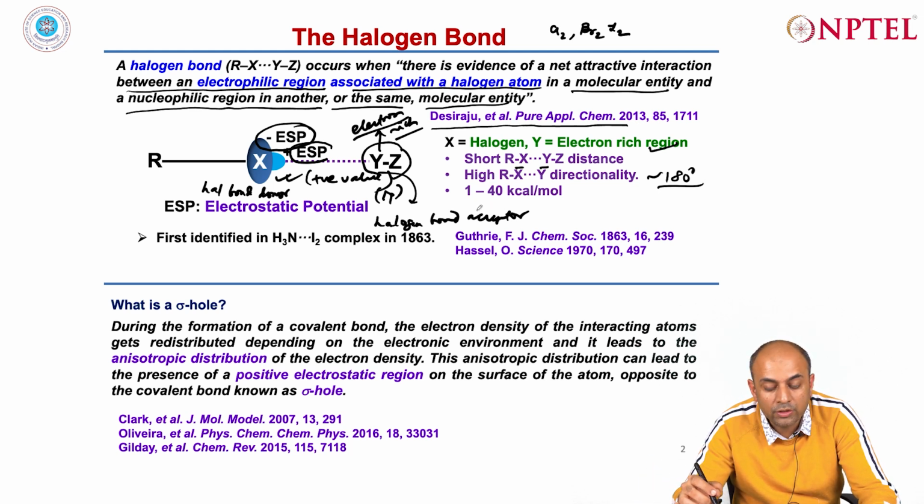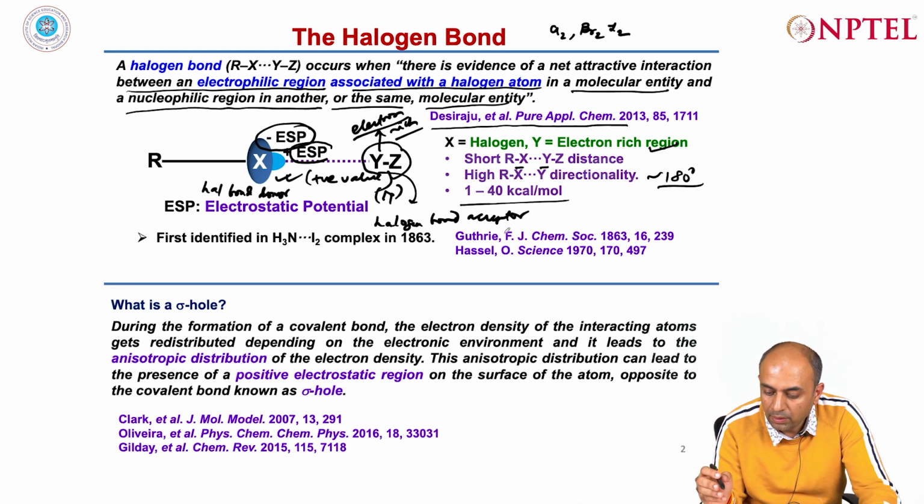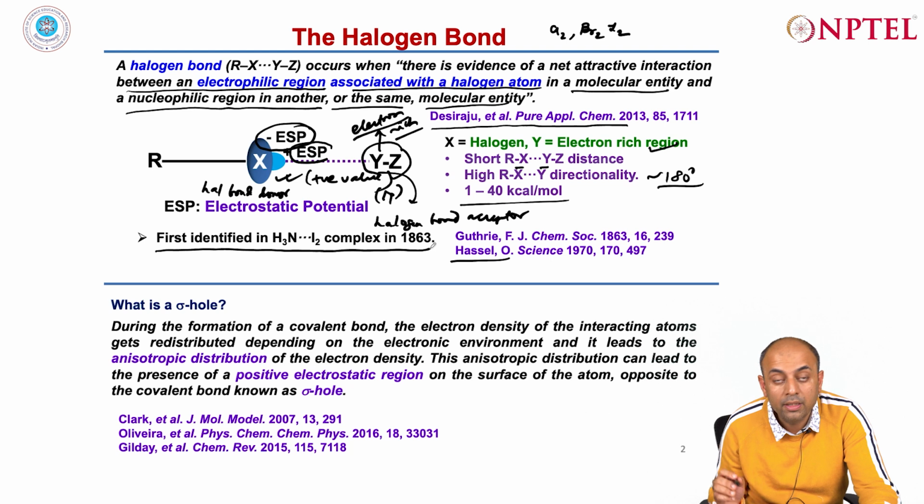And the strength of the halogen bond is also quite high. It lies in the range of 1 to 40 kilocalories per mole, that is around 4 to 160 kilojoules per mole. And what is the proof of this concept to start with? Already before halogen bond and sigma hole were discovered, Hassel had discovered the first iodine ammonia complex way back in 1863, where iodine interacts with the nitrogen atom of the ammonia molecule.